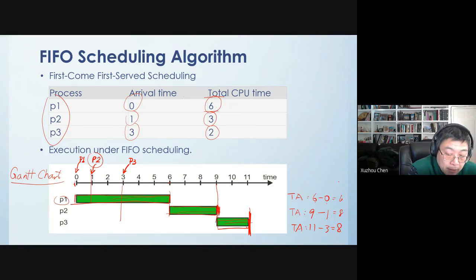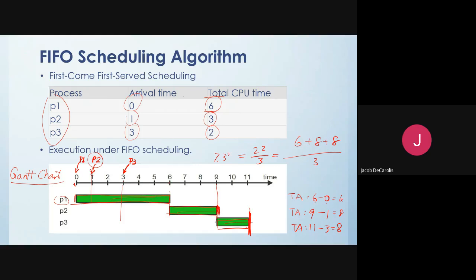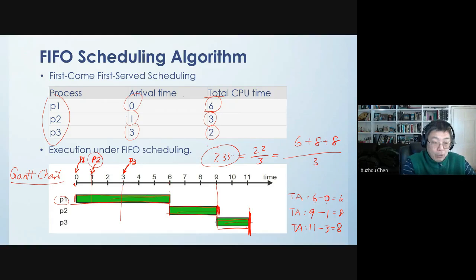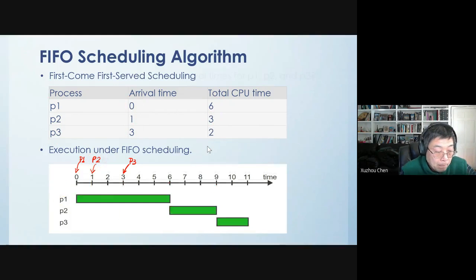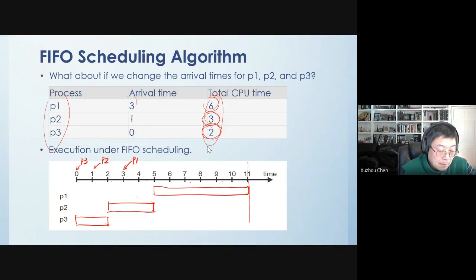And the average turnaround time is calculated like this: you just add them together, divided by 3. So that's, what is that? 22 divided by 3. So that's 7.33333. Yeah, 7.3 repeating. So that's the average turnaround time. That's called ATT.